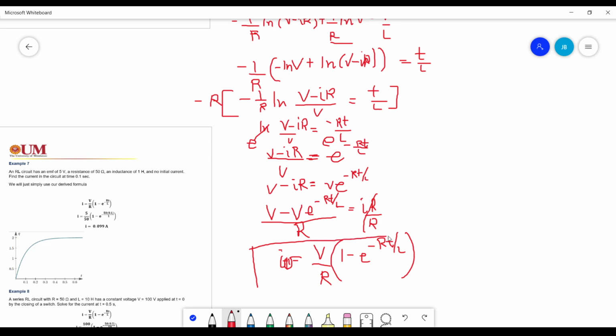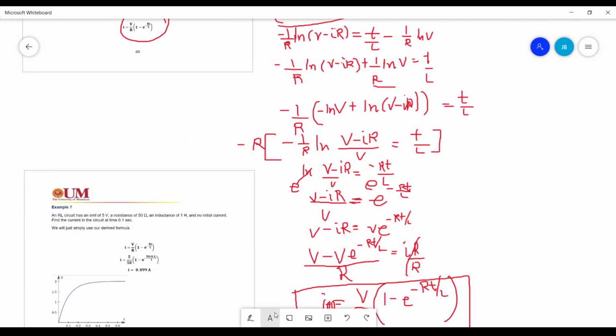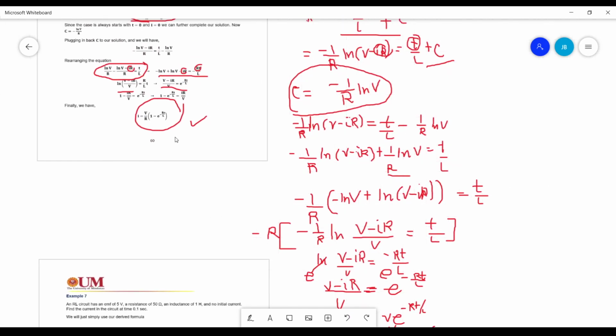for differential equation sa series RL circuit. Okay, so let's see if it's the same sa sim na. Yes, is it the same? Yes, it is. So this is correct. So that's how it was derived. No, I just explain paano nakuha.